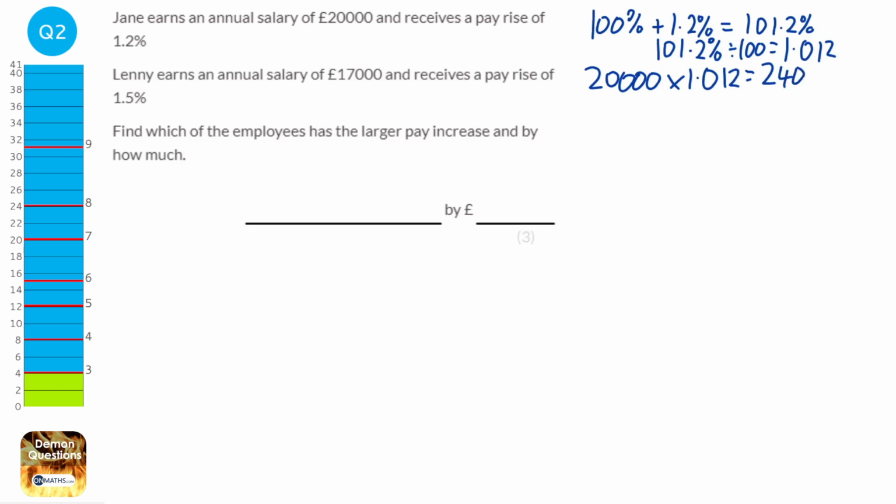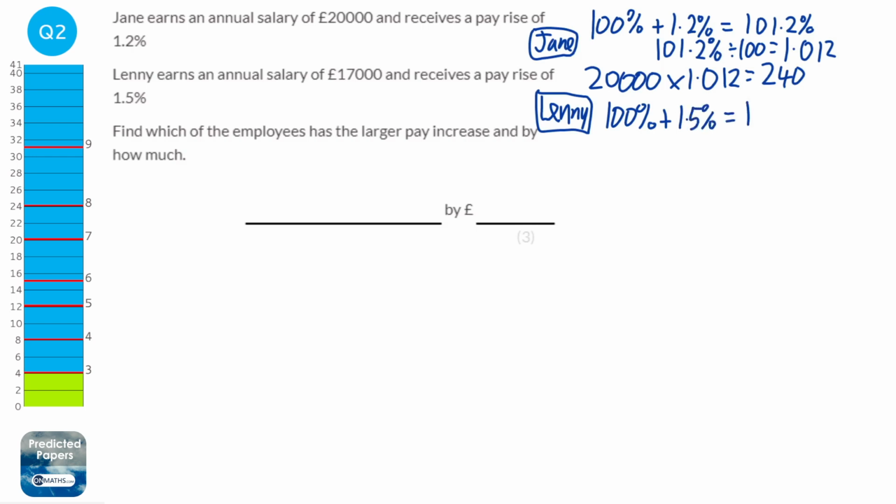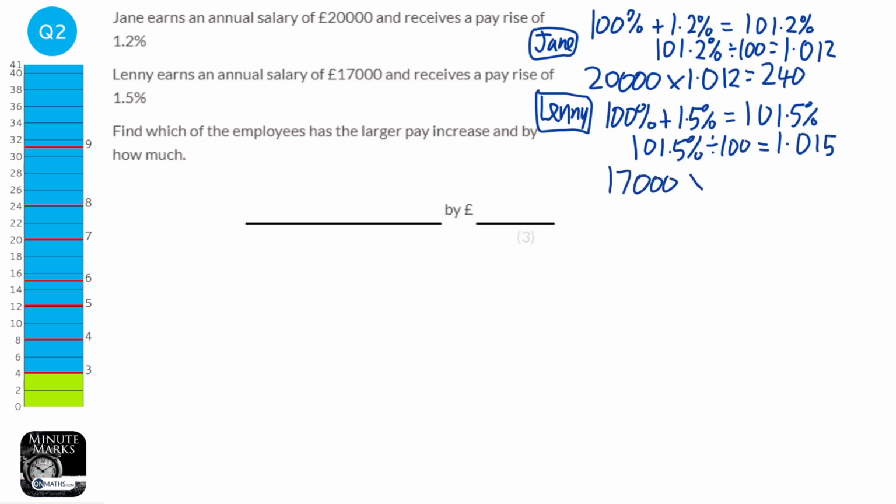Next we do the same for Lenny, so that is Jane. And so let's do Lenny. And so that's 100% plus the 1.5% will be 101.5%. Make that a multiplier. We divide that by 100, which gives us 1.015, and then finally what we do is we get the 17,000 times it by the multiplier, and when we do that we get 255.